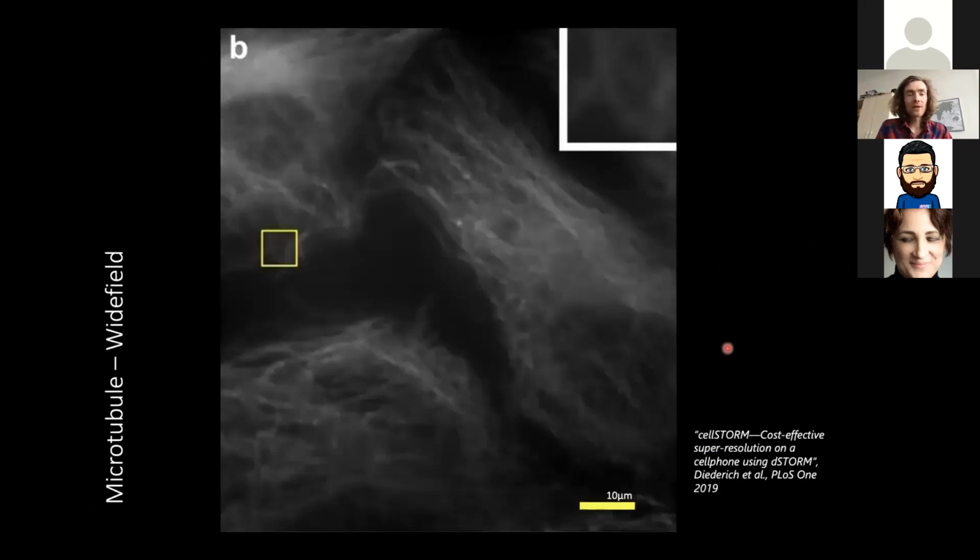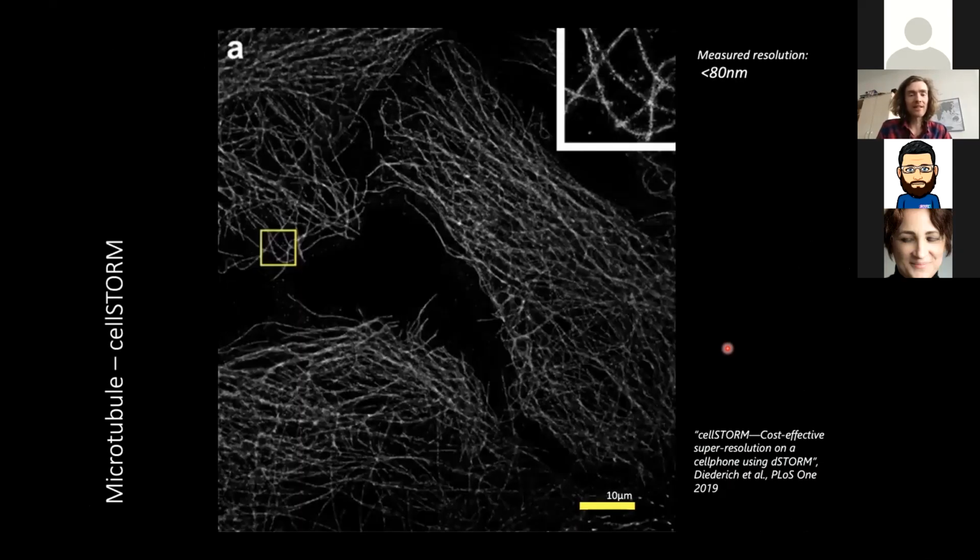So we called this whole thing CellSTORM, and we used, well, in this case, a Huawei camera because it has a monochrome camera. So you collect 4 times more photons in case of Alexa 647, for example, in the red. It was quite nice, and that's the localized results.